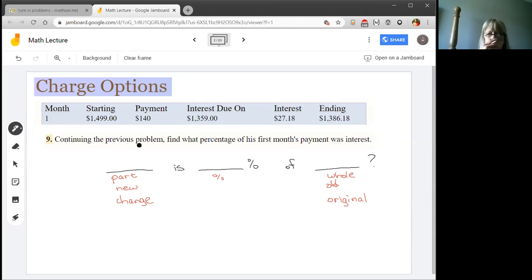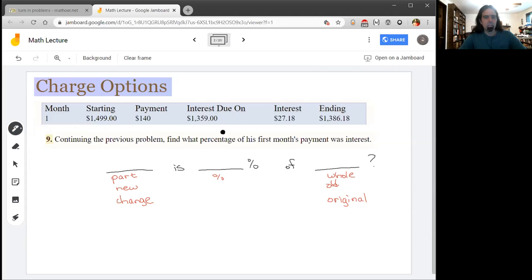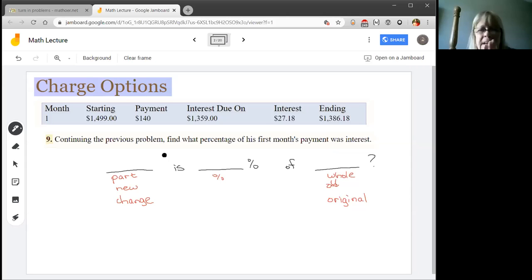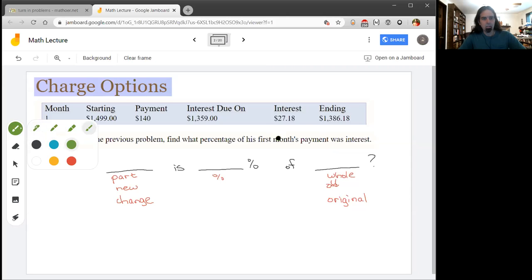$13.59. So that's the amount of interest, or that's the amount that the interest is due on. So I don't think we want that one actually. Is it the ending, the 1386? No, we want the first month's payment, and we want the interest. Those are the two numbers we care about. So here's the interest, and here's the first month payment. 140. Yeah.